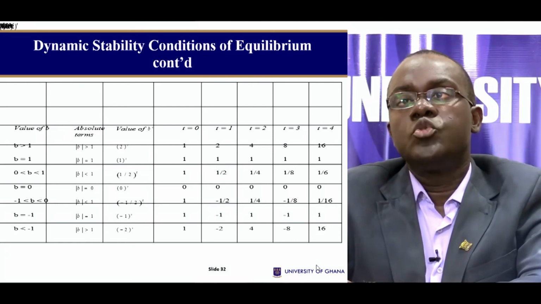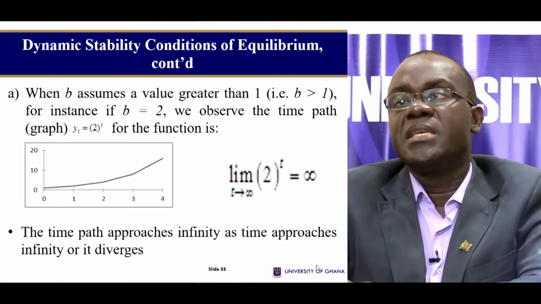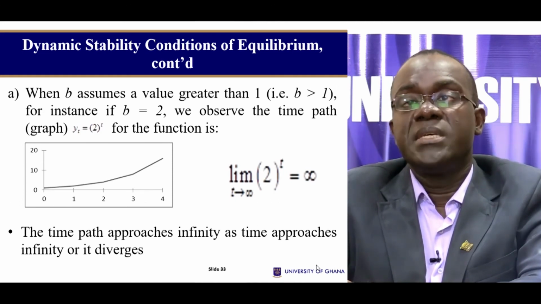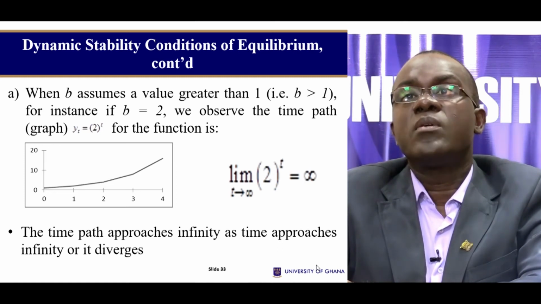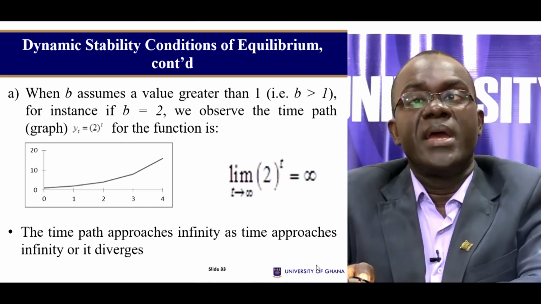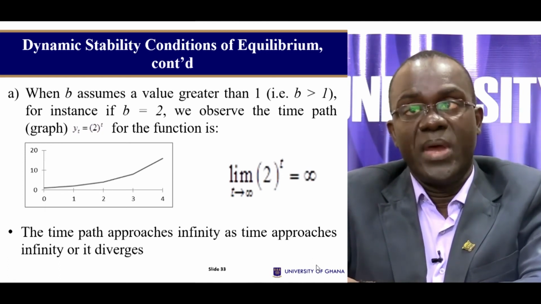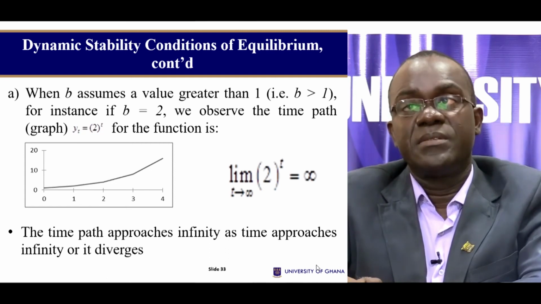So we have here 2 raised to the power t. For different values of t, we get these values. What you could see is that when t is equal to 1, this function y equals 2 raised to the power t is increasing. So if t tends to infinity, this function will also go to infinity. This function will never come to 0. So what we say here is that the function diverges. It doesn't tend to 0, it diverges.